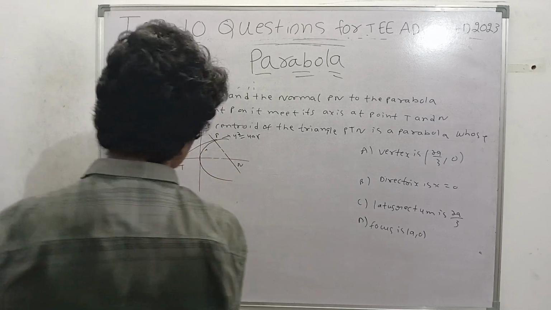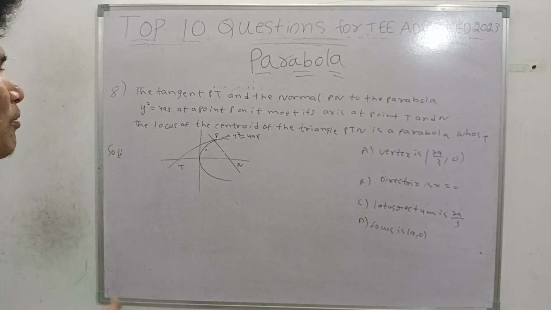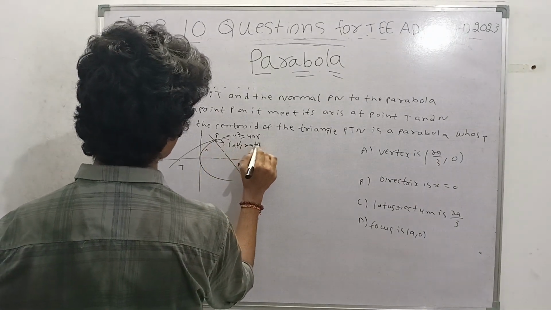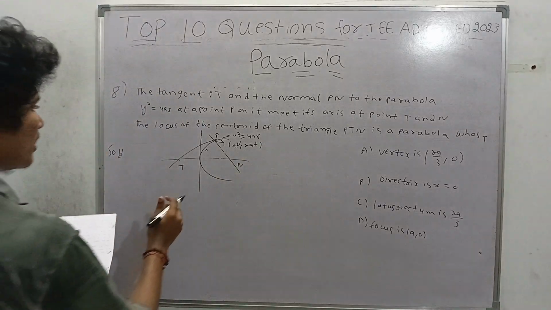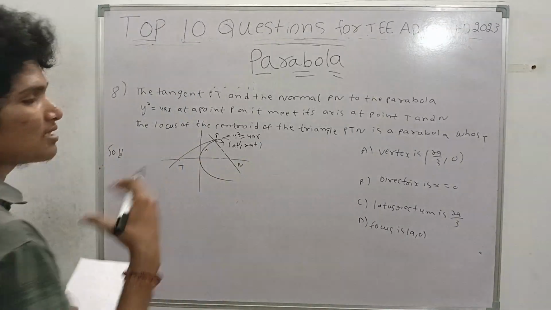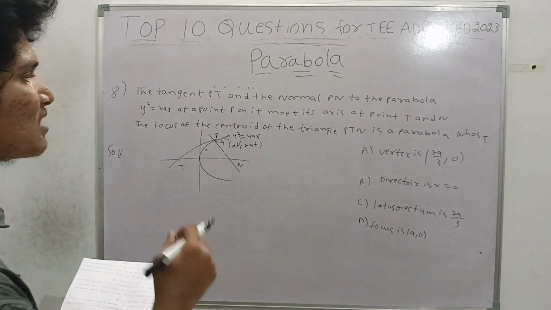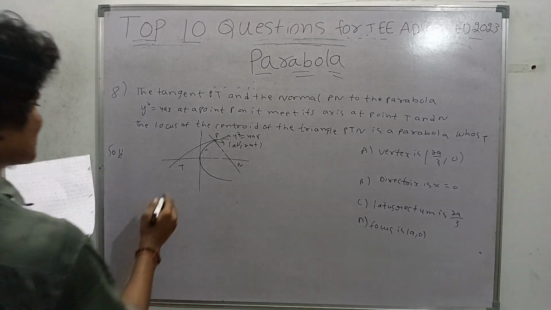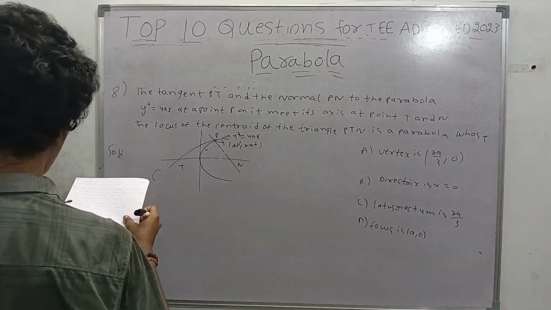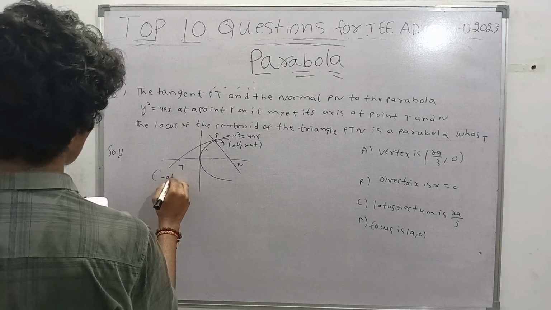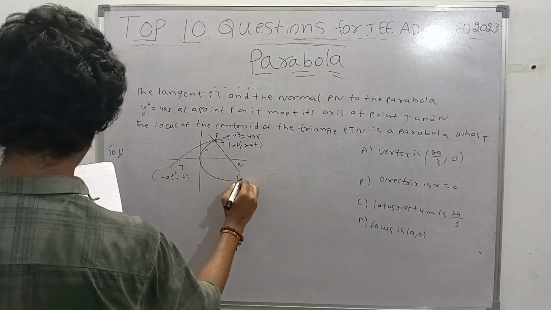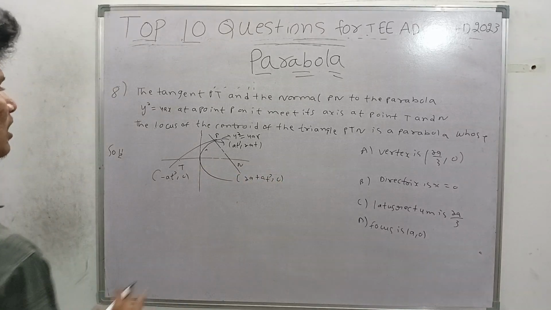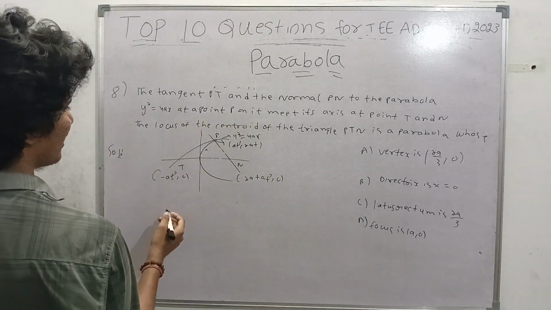But in order to find the locus of the centroid, first we have to find the centroid. You can directly take point P as (at square, 2at). But what about point T? There is a property of the parabola. Suppose there is a parabola y square equal to 4ax and a random point P (at square, 2at). If I draw the tangent and normal, they will intersect the x-axis at these very important points: (minus at square, 0) and (2a plus at square, 0). Now that I have three points, I can take the centroid.